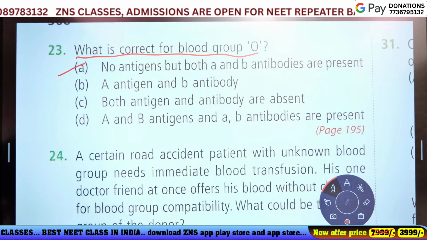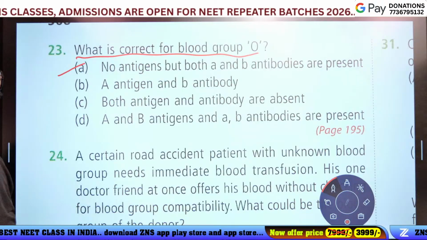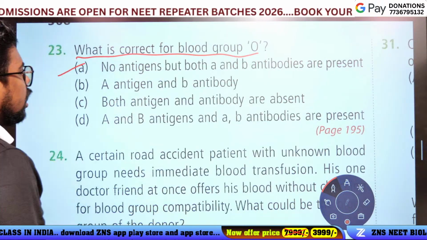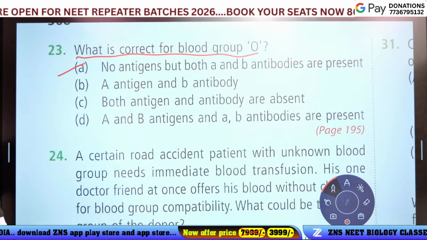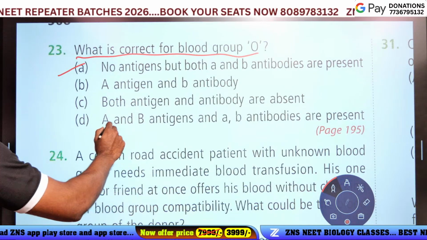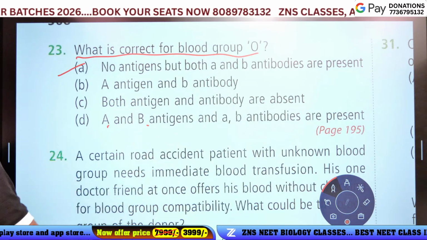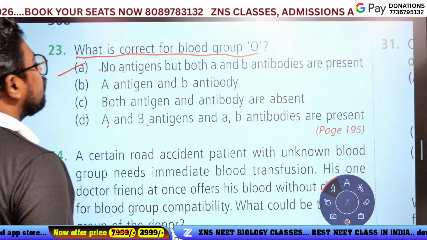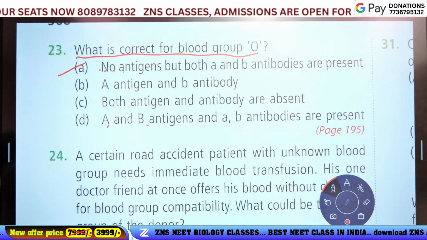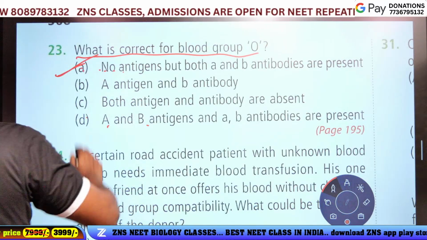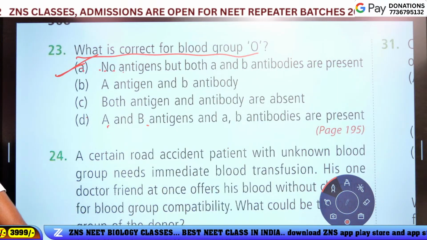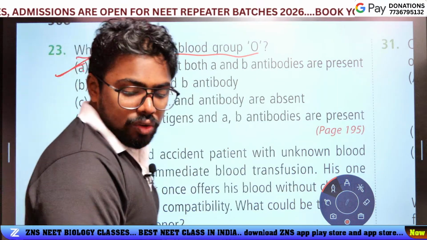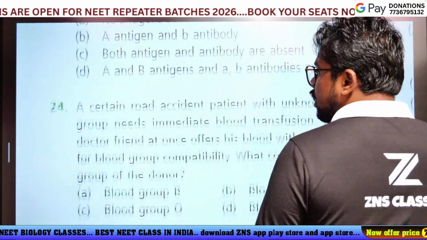A antigen and B antibody? No. Both antigens and AB antibody? No. Option: no antigen, but both A and B antibodies are present. Which is the answer? Option A is the answer. Question 23, option A is the answer. Good question. The next question.